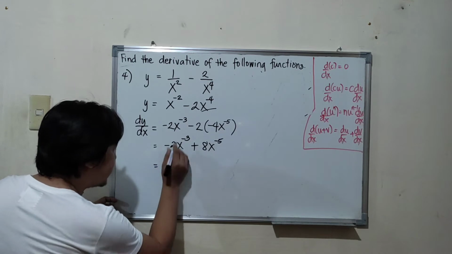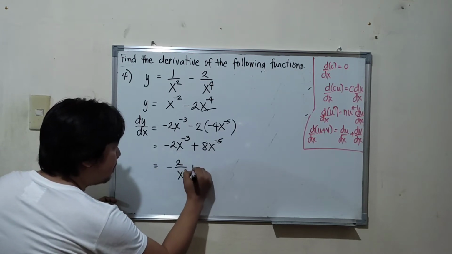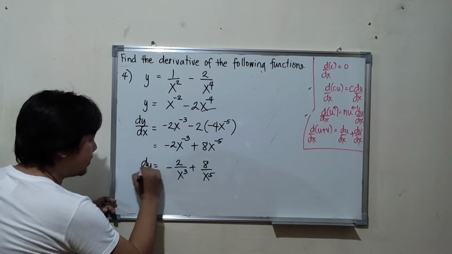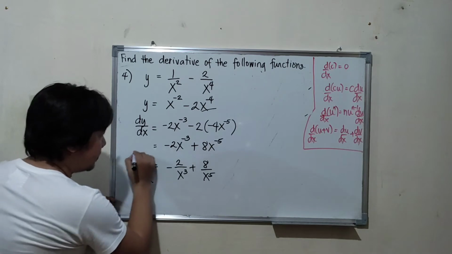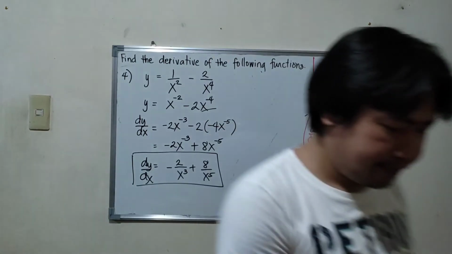So we have, simplify this, we have negative 2 over x cubed plus 8 over x to the 5th. So final answer. Okay, so more example.